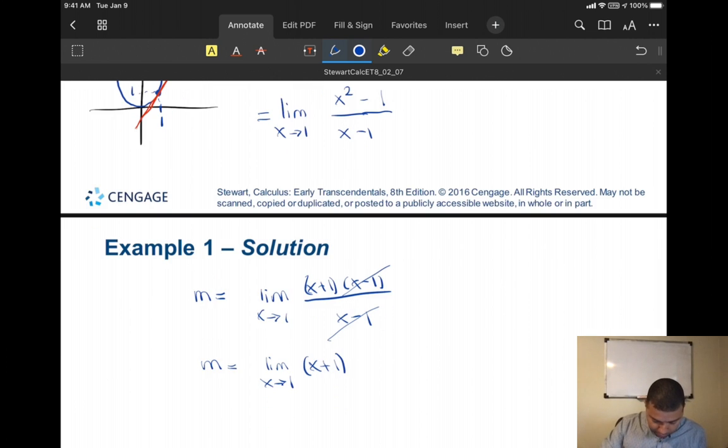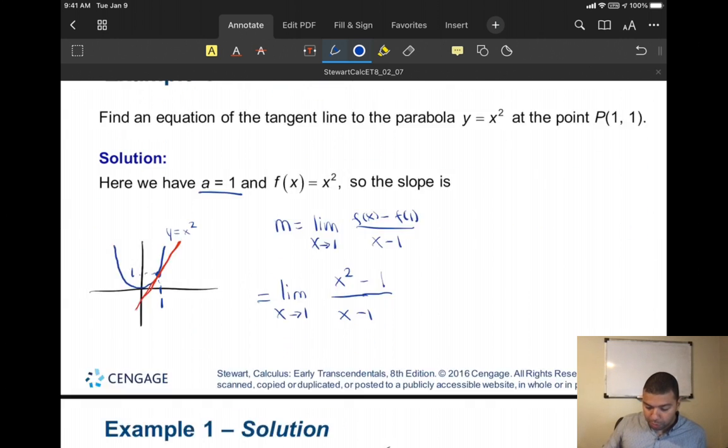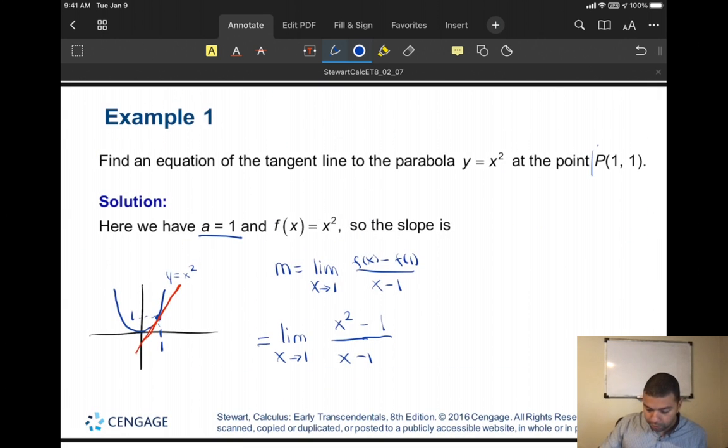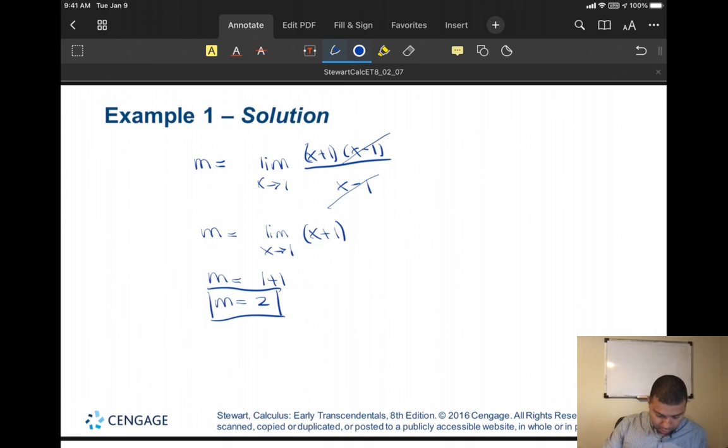And then m equals, just plug in, right? Direct substitution property, or x plus 1 is a polynomial which is continuous. That's 1 plus 1, which is 2. So m equals 2 is the slope of my line. I also know that my line goes through the point (1, 1), right? So my line will be y equals mx plus b. I know m equals 2, so y equals 2x plus b.